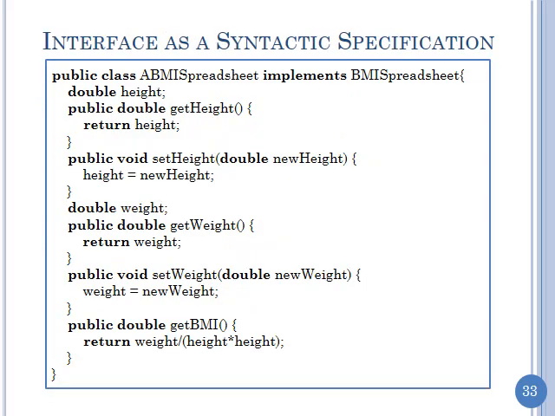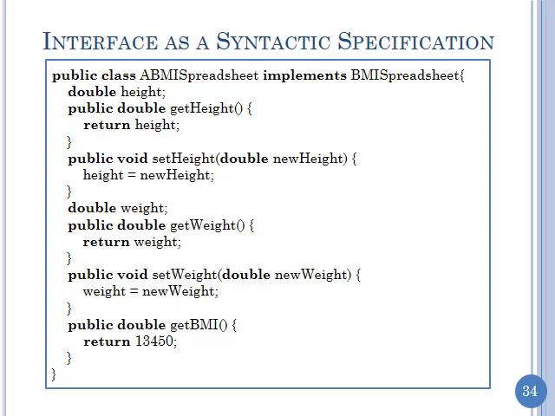Okay, so we said an interface is like a specification. You follow these. If you implement this specification, you're doing good. Okay, and the question is how good. So if rather than having this getBMI method return weight divided by height star height, what if I just returned this value? Is this class still implementing that interface?